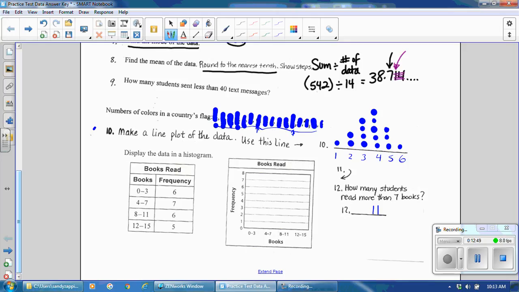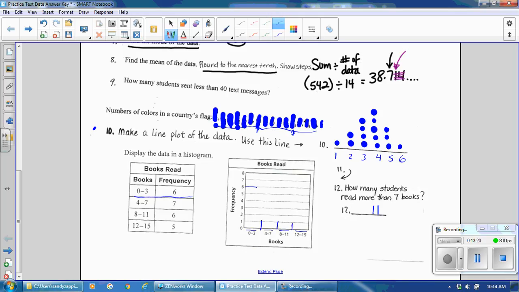A histogram displays your data in equal intervals. The intervals here are already set up for you: 0 to 3 books, 4 to 7 books, 8 to 11 books, and 12 to 15 books. And the number along the left axis is how many people read between 0 and 3 books. So we have 6 people that read between 0 and 3 books, so our bar needs to go up to the 6. And how far over should it go? Well, these need to be equal intervals, so they'll go up like that.